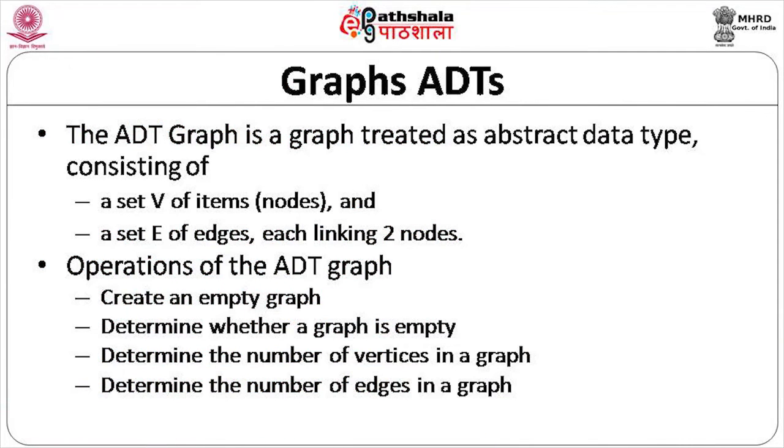Now, what are graph ADTs? Two options are there for defining graphs, one in which vertices contain values and the other in which vertices do not contain values. So, these are some typical options for representing graphs. Graph is really versatile in terms of how you represent it. The typical operations of an ADT graph are: create an empty graph, which is a typical operation for any abstract data type or data structure; determine whether the graph is empty; determine the number of vertices in a graph; determine the number of edges in a graph. The last two are specific to graphs, the other two are general to any ADT.